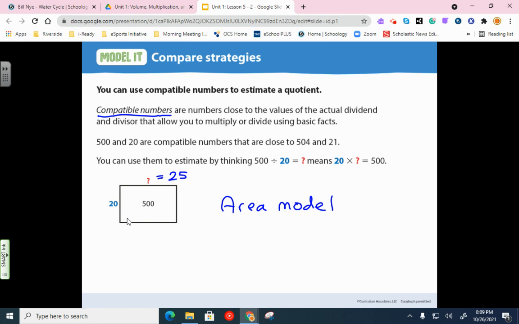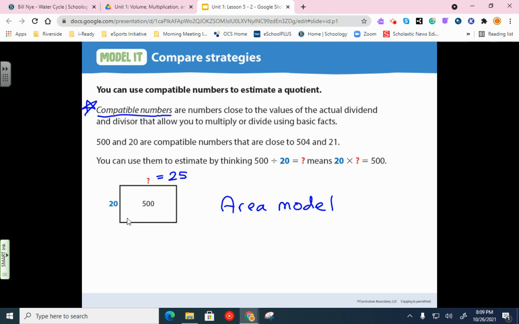They're numbers close to the values of the actual dividend and divisor that allow you to multiply or divide using basic facts. So the 500 and the 20, those are what we call compatible numbers. Your classwork today in iExcel will be all about finding compatible numbers. So this is super important for today's lesson and getting your iExcel done.